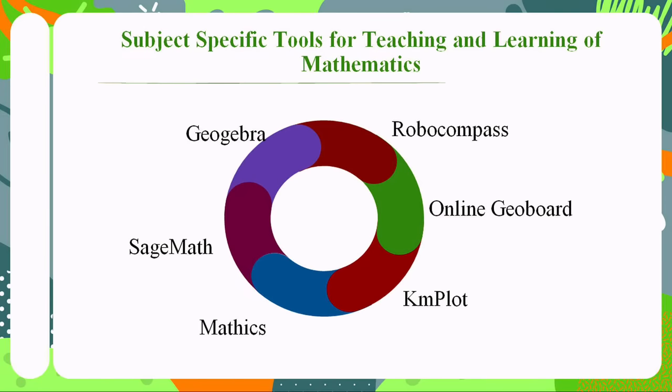So when you want to plot and see how it works, then you need to choose a tool, which is KM plot. It's just an example I have put here to say that there are content specific tools. These are all software. This can be installed in your system for free. Whatever we have said is all free software.